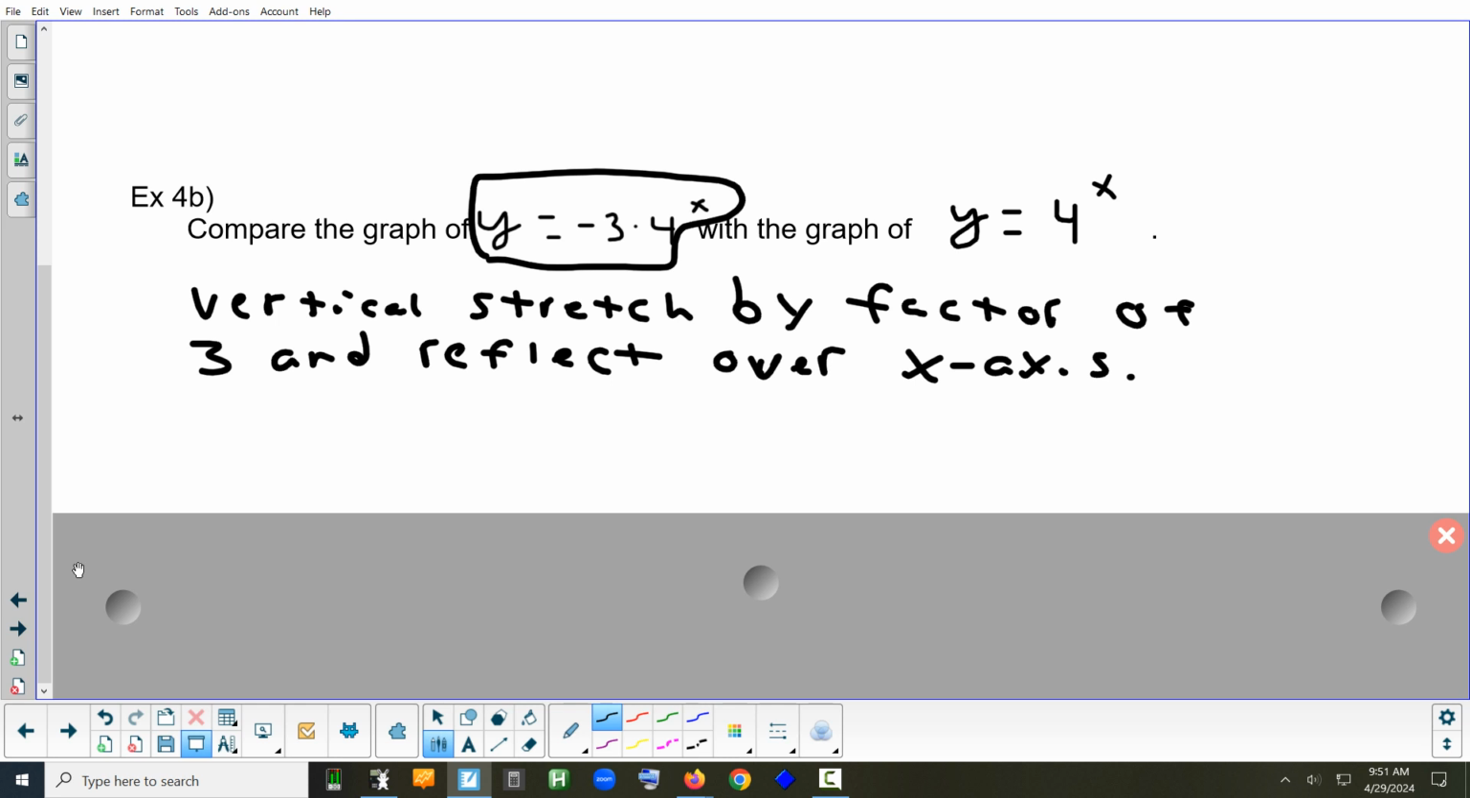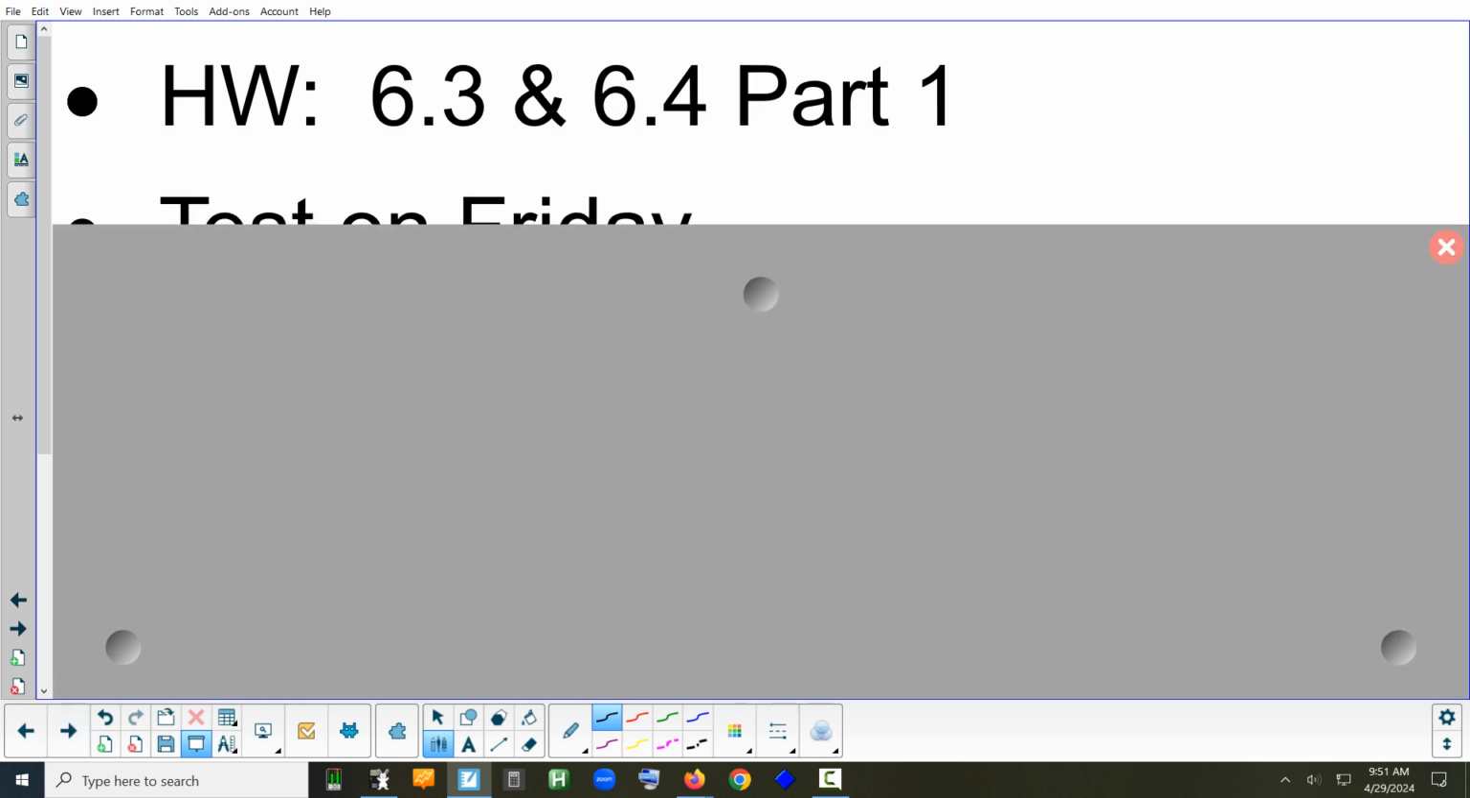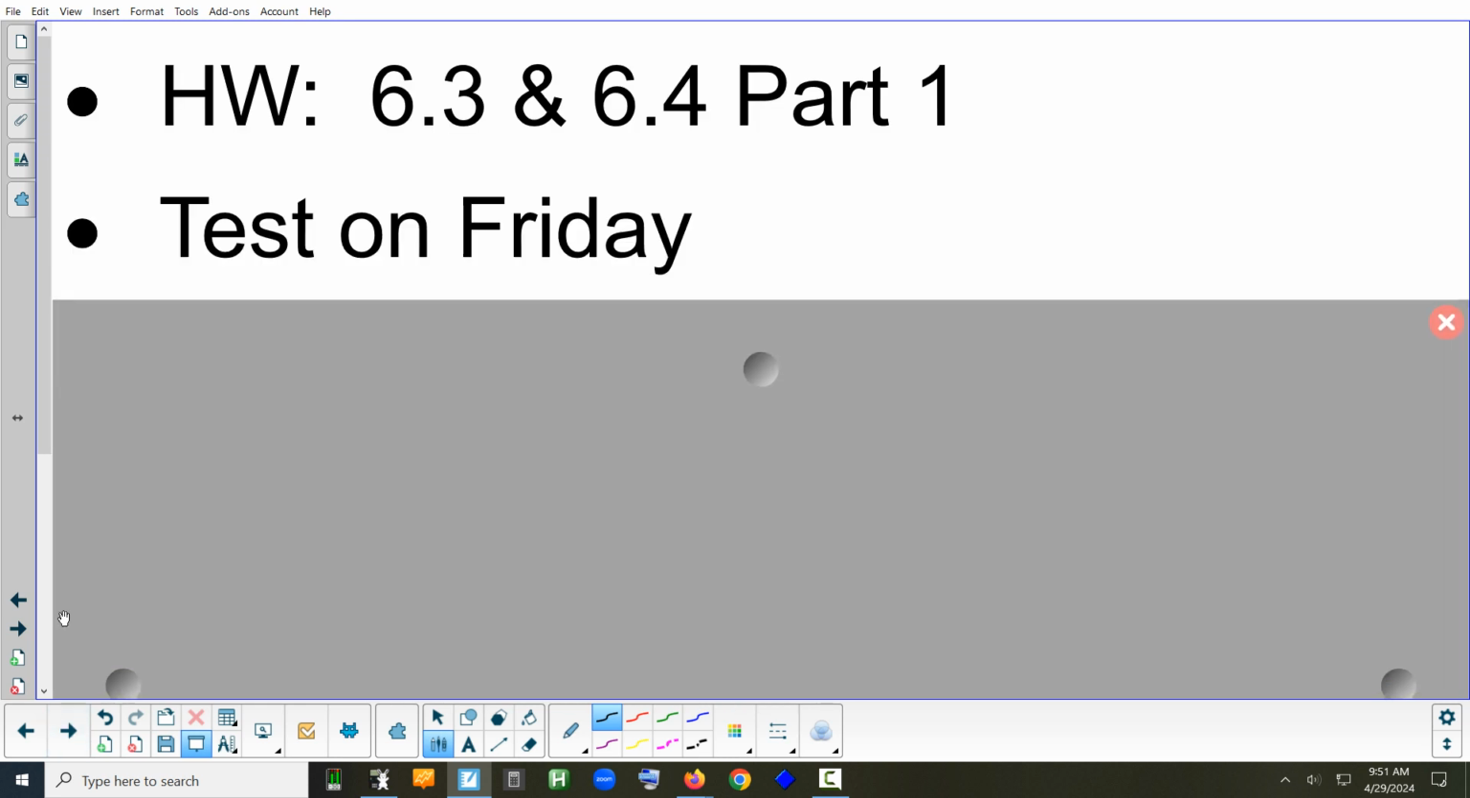All right, that's it. Okay, any question on it? So it's a little bit more in the first lesson just because we're starting exponentials. Now some of what we do Tuesday, Wednesday, and Thursday will be kind of like review. So you're going to see some of the same stuff. All right, so homework is the 6.3, 6.4 part 1 worksheet. And remember, we'll have our test on Friday.